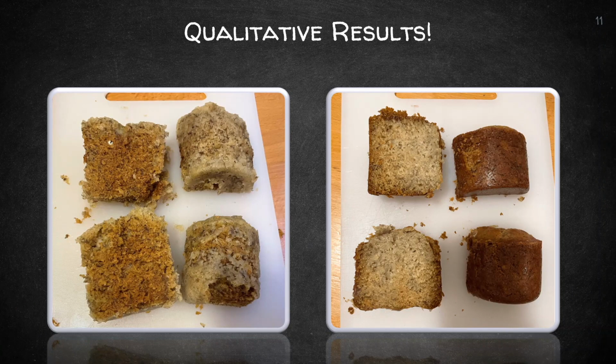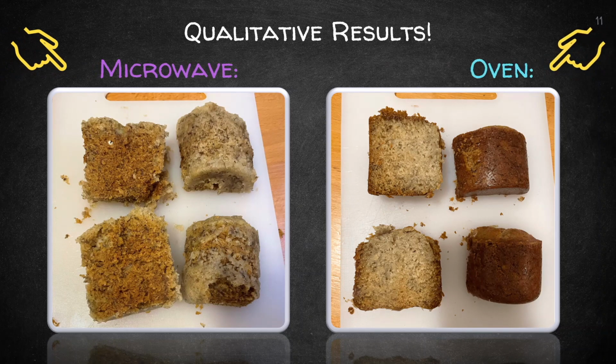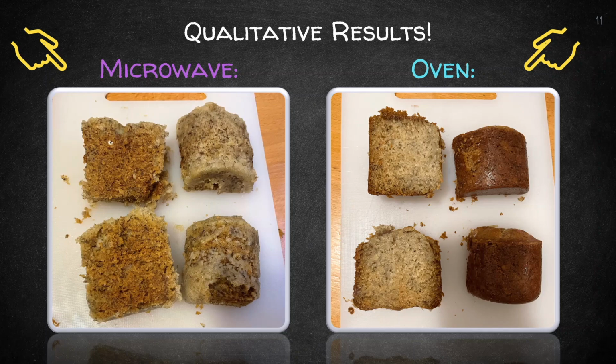Our qualitative results were concluded by comparing the cross-sections of the banana breads cooked in both types of mugs with both types of heat transfer. Seen on the left are the breads cooked in the microwave, and seen on the right are the breads cooked in the oven. The top row of banana bread comes from the ceramic mug, and the bottom row comes from the glass mug. As you can see, there is essentially no difference between the appearance of the bread based on the type of mug. The biggest and most obvious difference comes from the comparison of the textures in the microwave bread versus the oven bread.